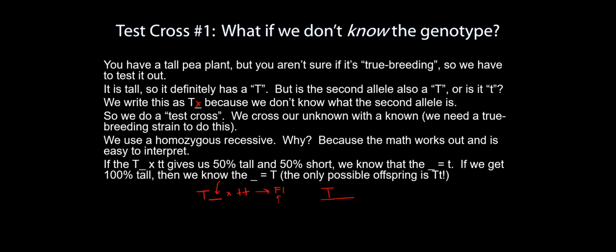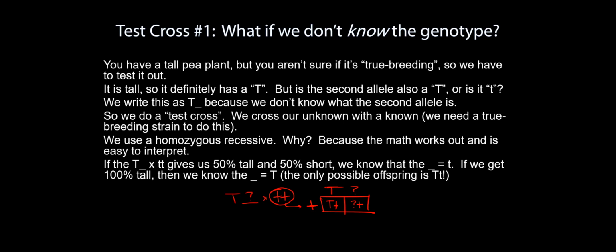Okay, so let's set up the Punnett Square to understand this. Here's the cross: capital T, I don't know, crossed with lowercase t, lowercase t. Why is this more of a rectangle? Because this parent can only produce a single kind of allele, a single kind of gamete. So capital T, lowercase t, and then in this one, we don't know, and then lowercase t.